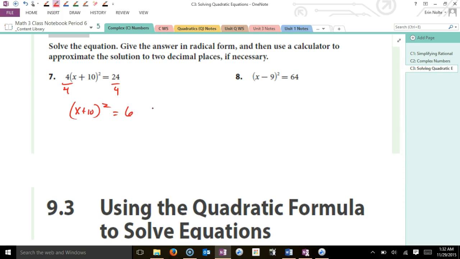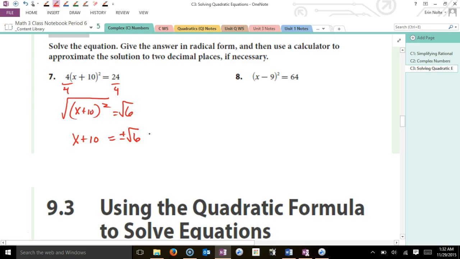Distribute the, you mean square root? There was a lot of different words in there. So take the square root of both sides. There you go. On the left-hand side, I'm going to have x plus 10. So the square root eliminated the square. And what's the square root of 6? Can I break a square root of 6? No. So I'm going to leave it as plus or minus square root of 6.